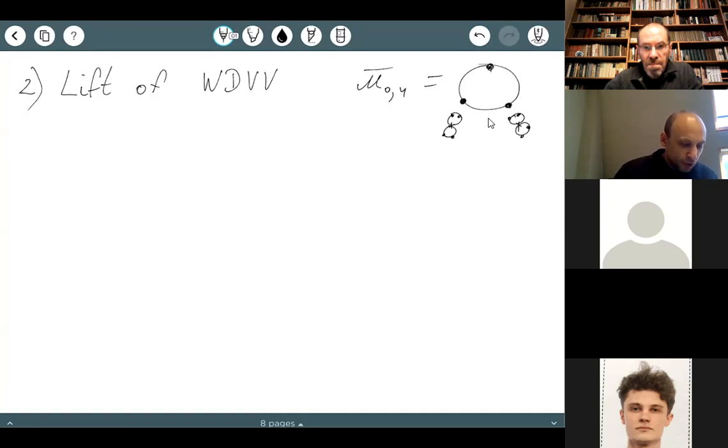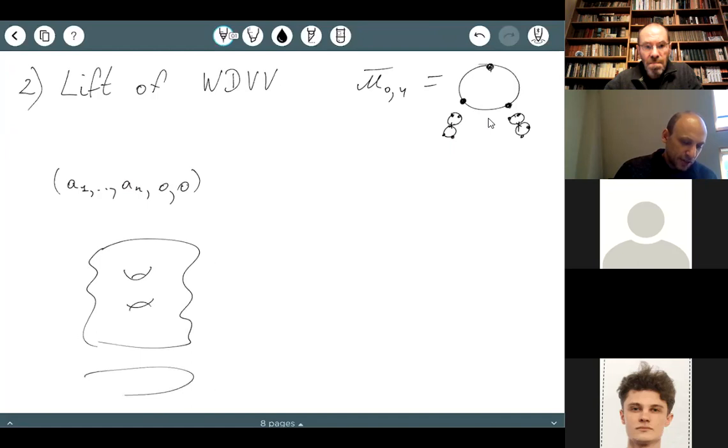So here we're going to do the following. Suppose that we have a list a1, ..., an, and then we have two zeros in the end. So that means we have a double ramification cycle. There is a ramification over zero and a ramification over infinity. And then there are just two points that are mapped somewhere in this CP1. So we're looking at all curves with functions f like that. So let's call these two points A and B.